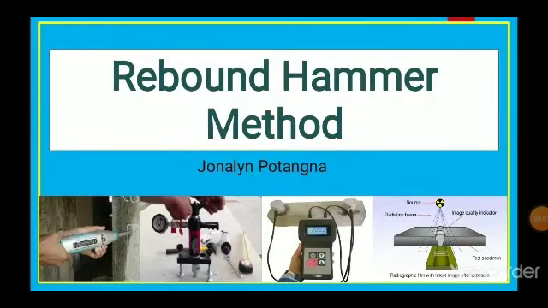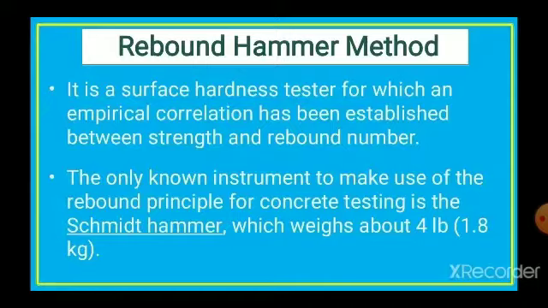I am Jonalyn Potangna, and I am going to present the number 2 method of non-destructive testing of concrete, which is the rebound hammer method. The rebound hammer method is a surface hardness tester for which an empirical correlation has been established between strength and rebound number. The only known instrument to make use of the rebound principle for concrete testing is the Smith hammer, which weighs about 4 pounds or 1.8 kilograms.